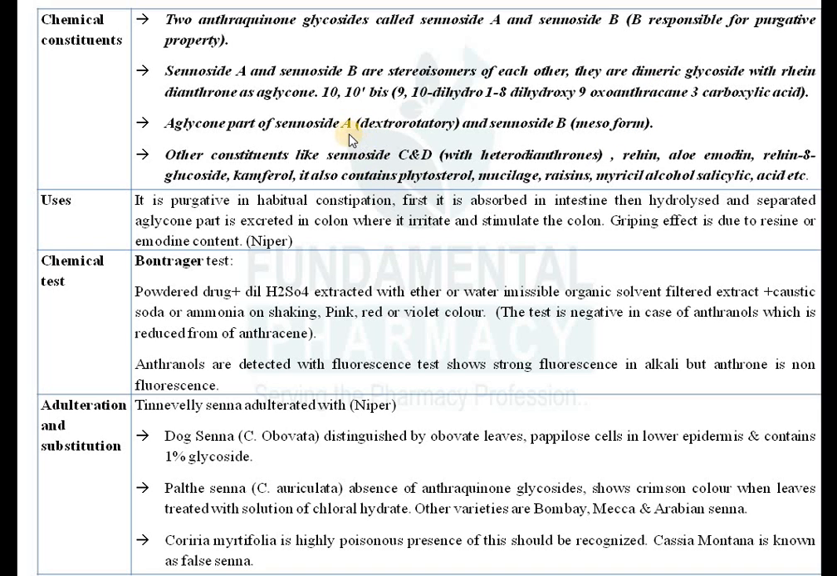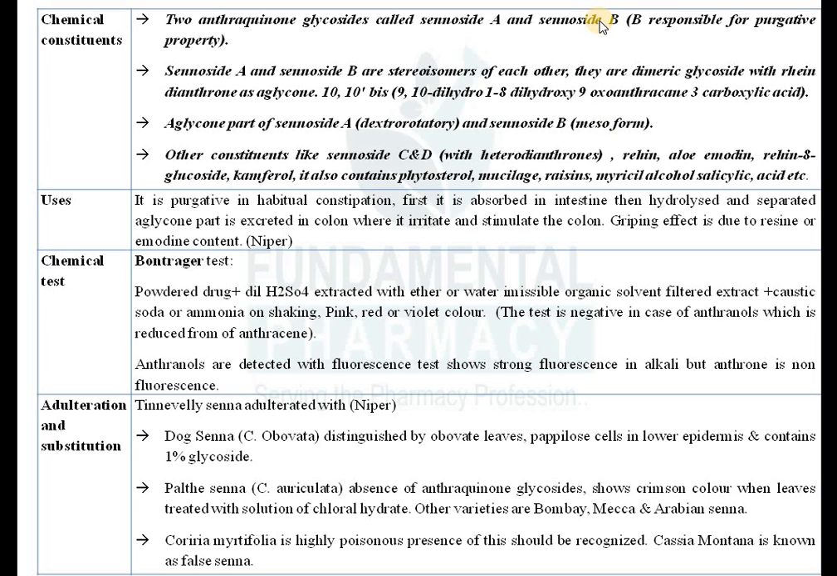Okay, try to remember this. I will explain this again. This is 9,10-dihydro-1,8-dihydroxy anthracene 3-carboxylic acid. That is nothing but the dianthrone aglycone. It is the IUPAC name of dianthrone. That's it. Then the aglycone part of sennoside A is dextrorotatory and sennoside B is a meso form. This is important. This can be asked in the exam. Again, this can be asked in the exam.